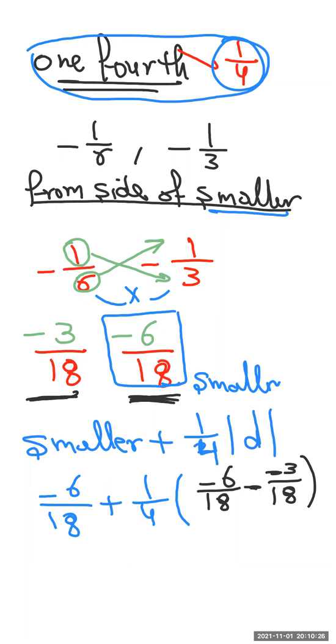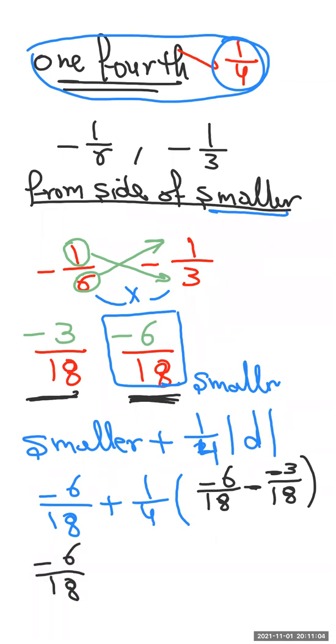The smaller should be -6/18, and the other is -3/18. They are negative numbers. Whenever a negative number becomes greater in magnitude, its value becomes smaller. We said that -6 is smaller than -3, right? Yes. So -6/18 is smaller than -3/18, right?